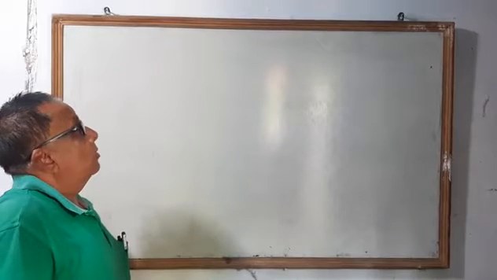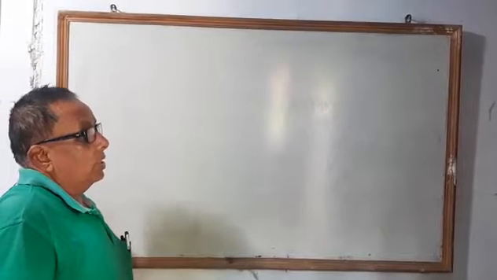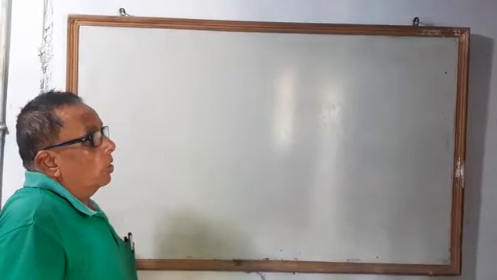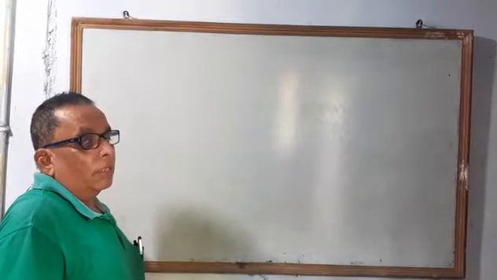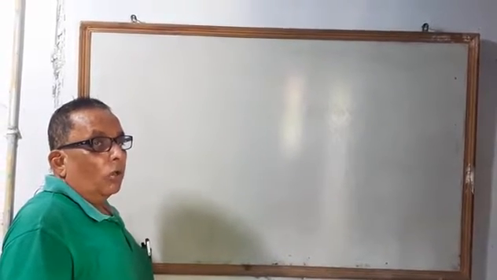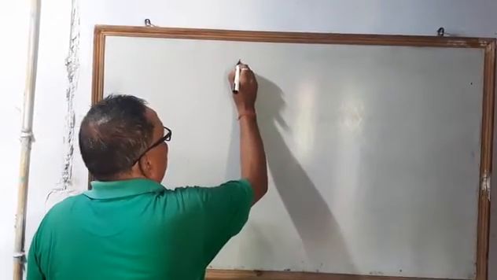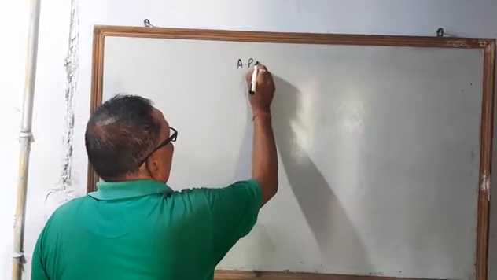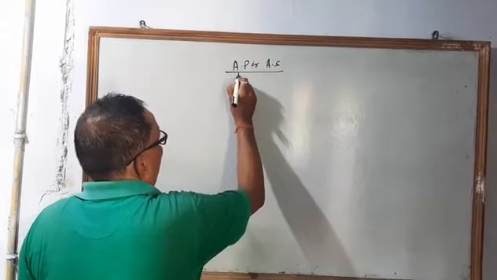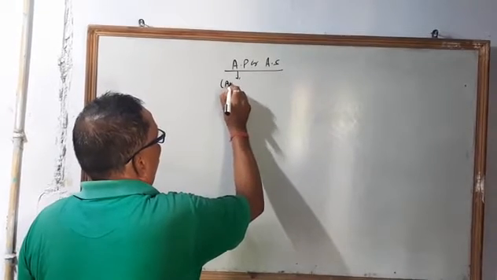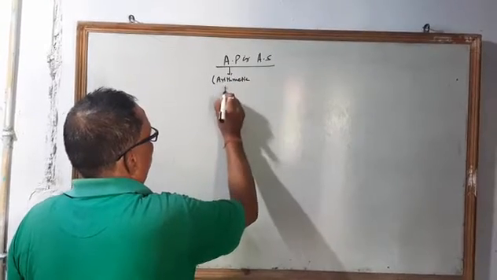In the last lecture, we gave the introduction of sequence and series. Here, we shall discuss the first type of series, that is arithmetic progression or arithmetic series. AP is the full form of arithmetic progression.